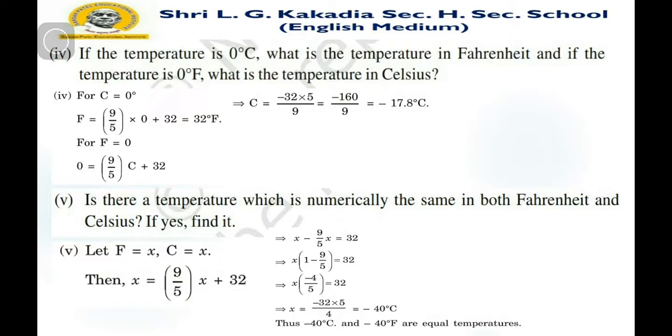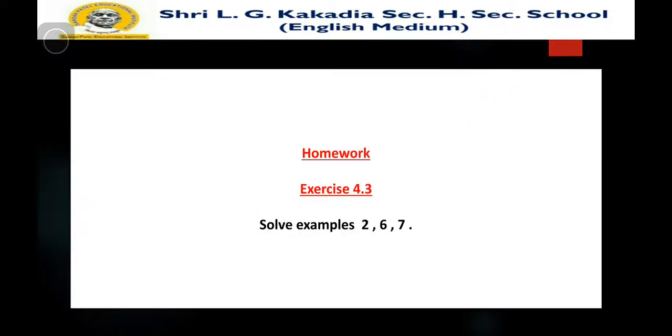If you put minus 40 degrees Celsius, then you find minus 40 degrees Fahrenheit, and if you put minus 40 degrees Fahrenheit, then you find minus 40 degrees Celsius. So both values are equal. Now let us solve some examples from exercise 4.3. Examples number 2, 6 and 7 are given, as well as you can find them.